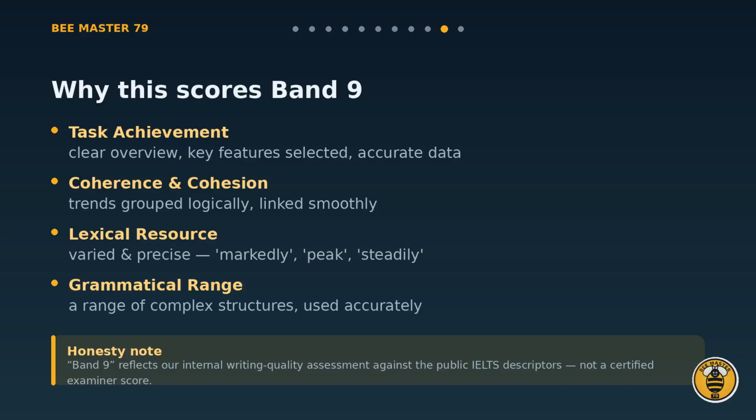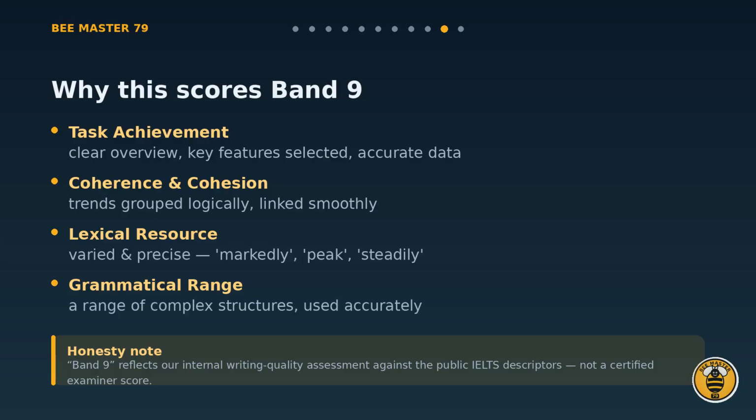So why does this score band 9? Task achievement. There is a clear overview, the key features are selected, and the data is accurate. Coherence. The trends are grouped logically and linked smoothly. Lexical resource. The vocabulary is varied and precise, with words like markedly, peak, and steadily. And the grammar shows a range of complex structures used accurately.